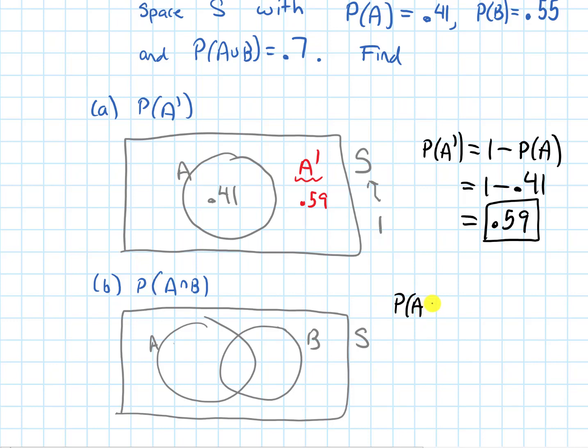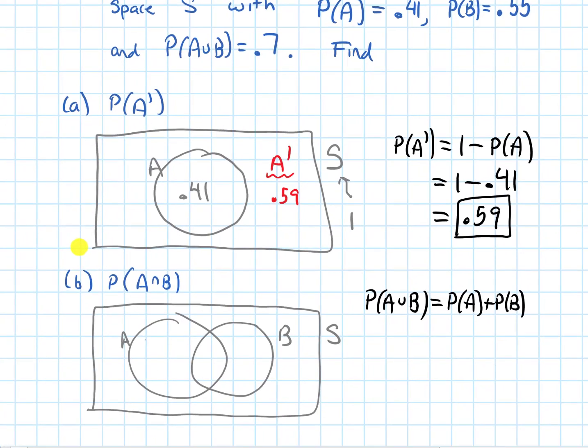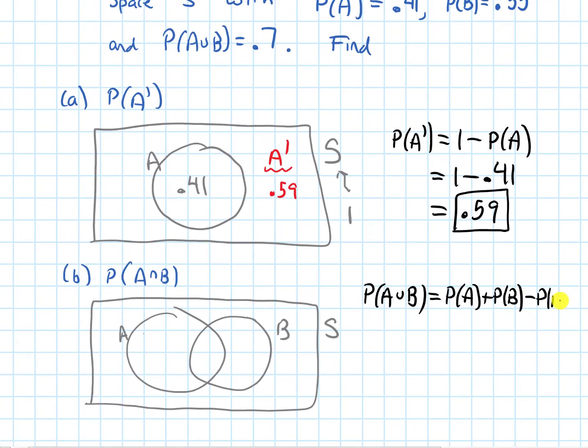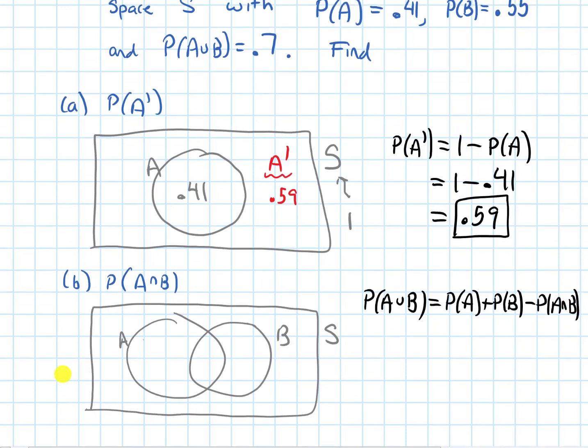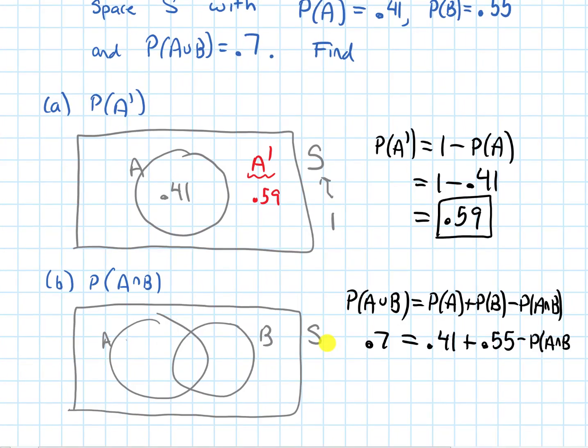Well, I can start off with my formula for the probability of A union B. That's equal to the probability of A plus the probability of B, minus the probability of the intersection of A and B. Now let's plug in what we know. For the union, the probability is 0.7. The probability of A is 0.41, of B is 0.55, and then minus the probability of this intersection.